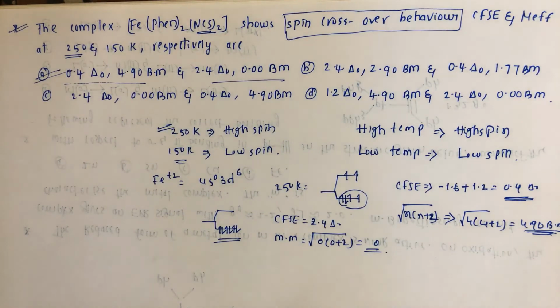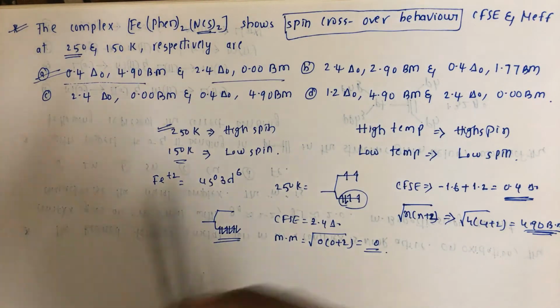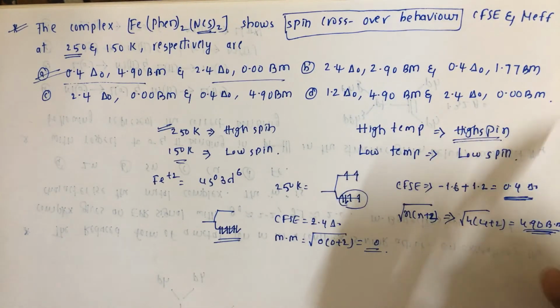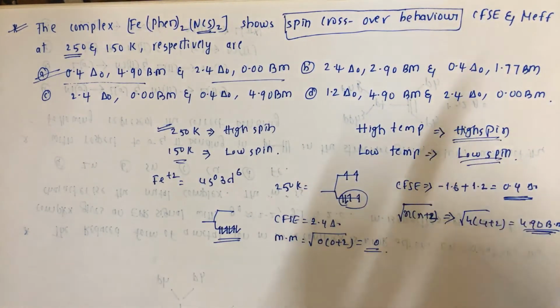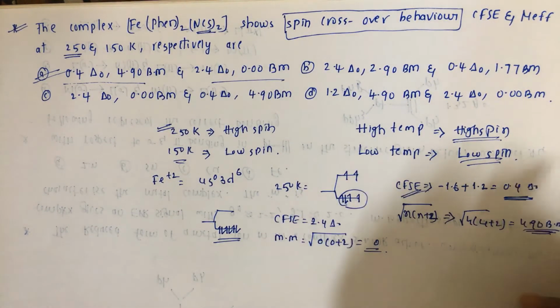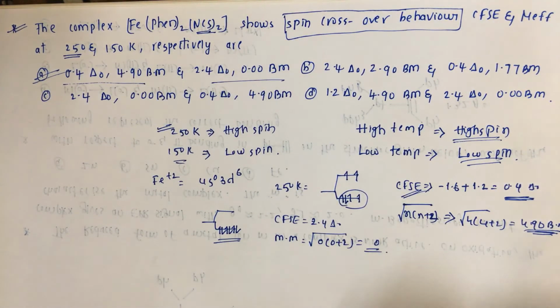So here we just need to remember the spin crossover behavior. At high temperature the complexes show high spin, at low temperature the complexes show low spin. So as we know how to calculate CFSE and magnetic moment, and this is also an important question.